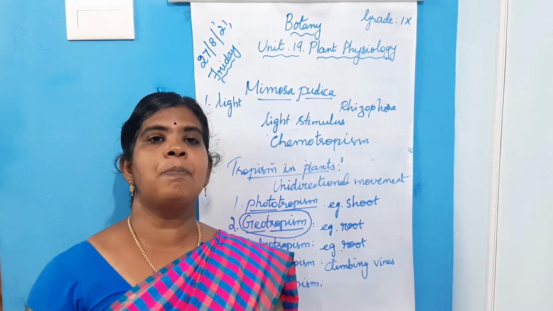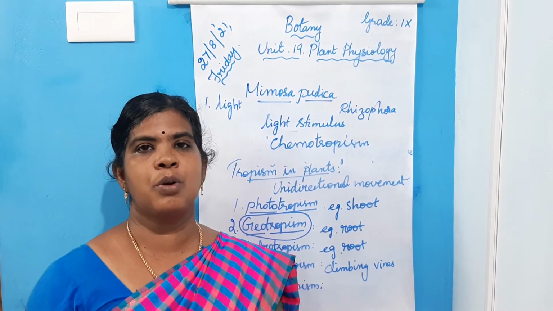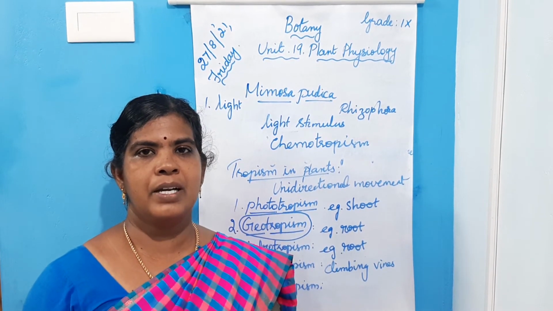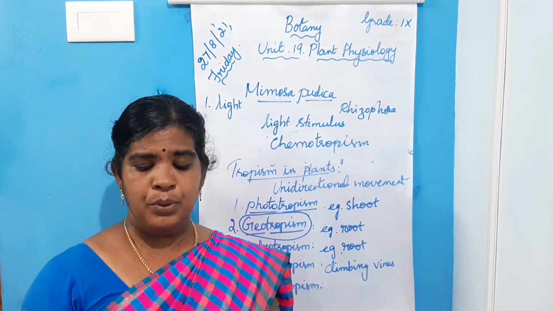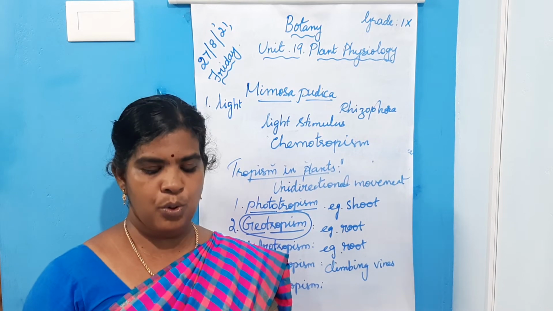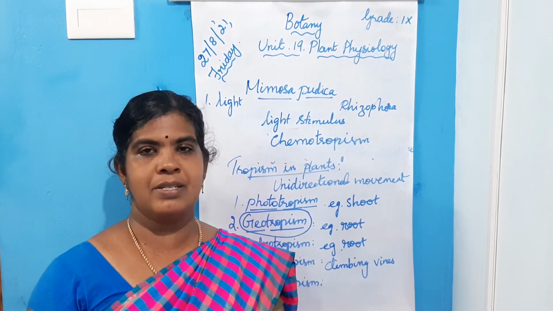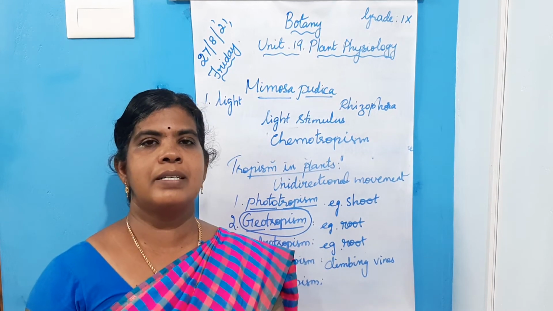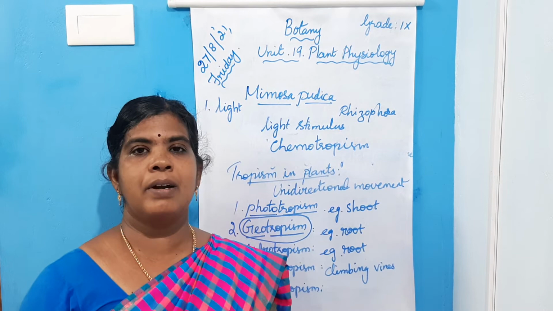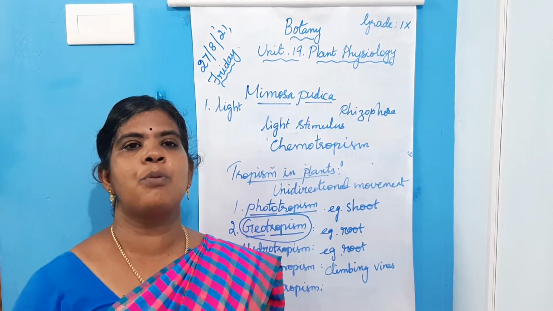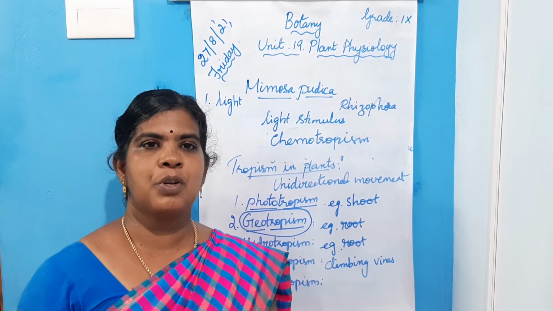See the heading Tropism in plants. There you are writing, define tropism. Mark the answer: tropism is the unidirectional movement of a whole or part of a plant towards the direction of stimuli. Next one, explain the types of tropism in plants.